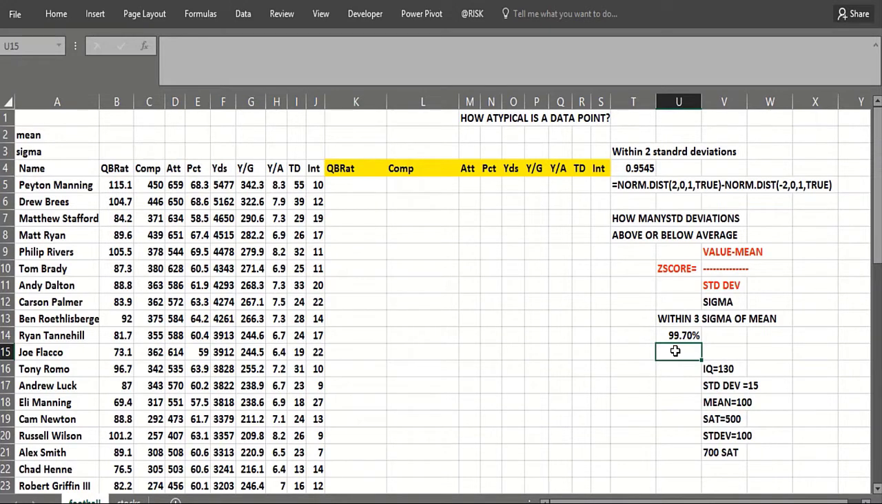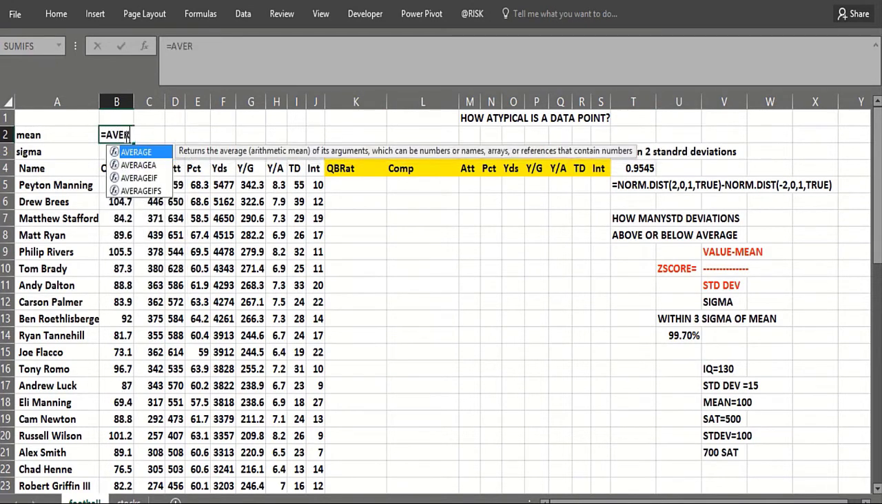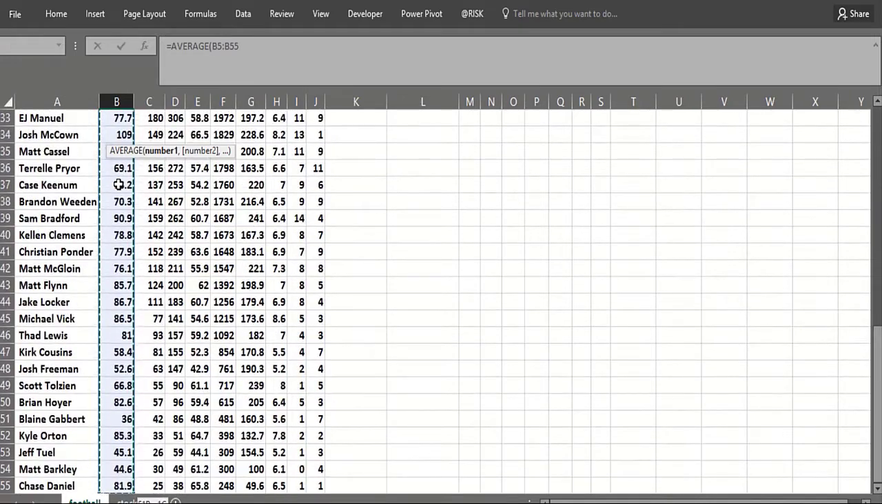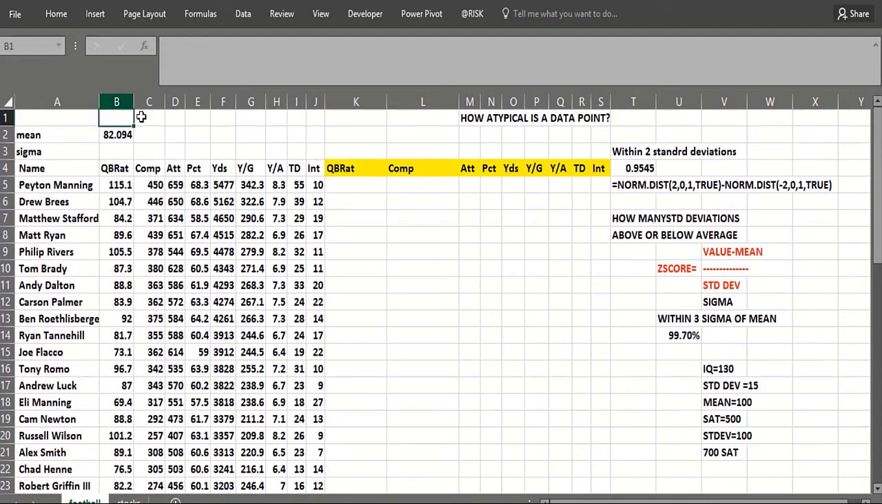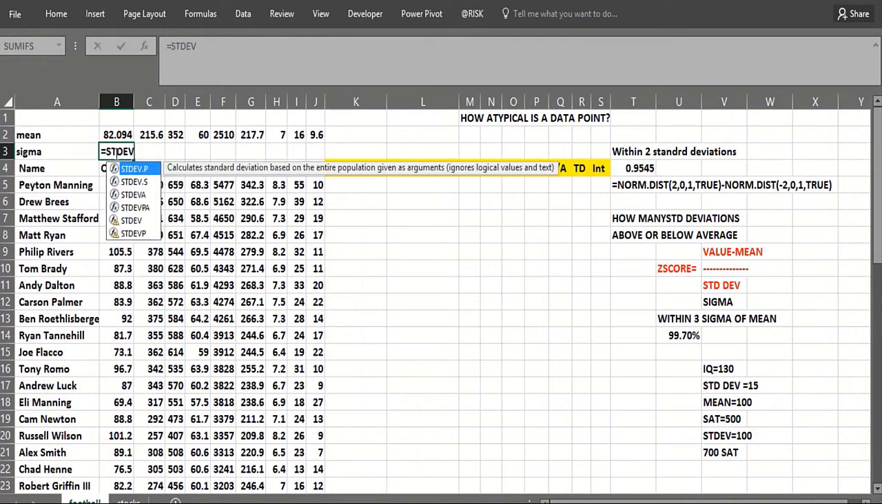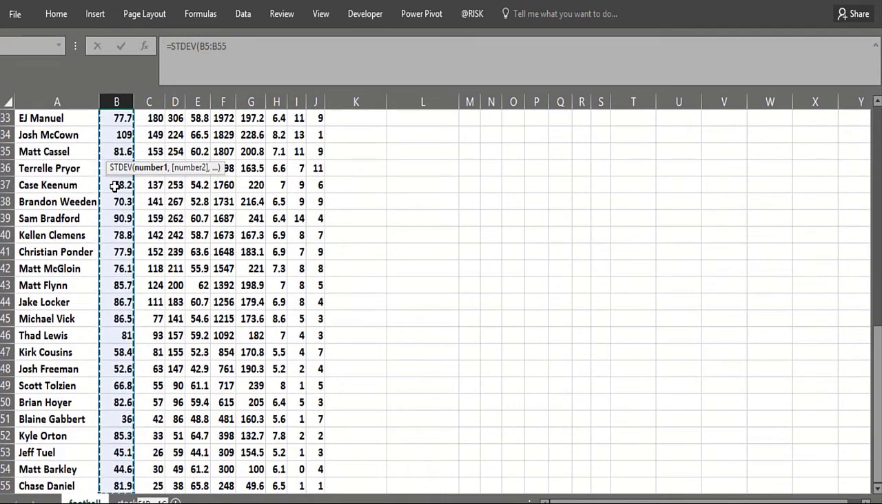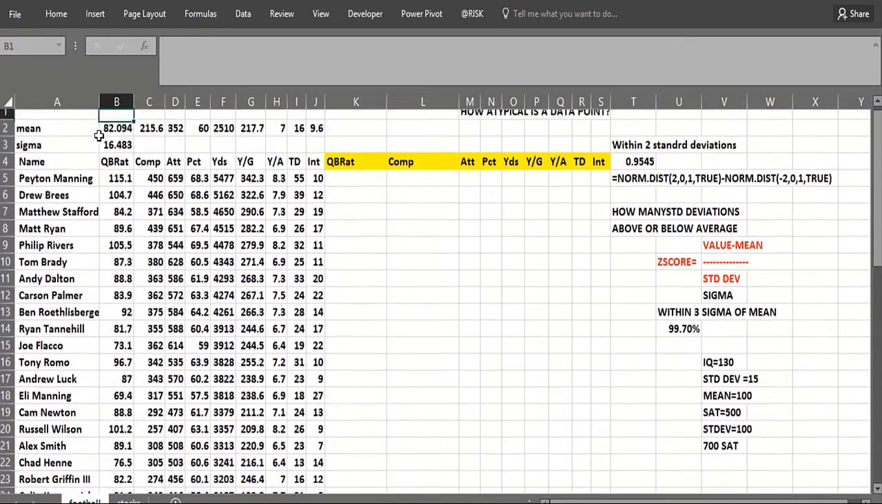Okay, so we first need the mean for each of these statistics, but that's simple. We use the AVERAGE function. Ctrl+Shift+Down Arrow, one of our favorite things, like in Sound of Music. And then we would do the standard deviation. Right there.